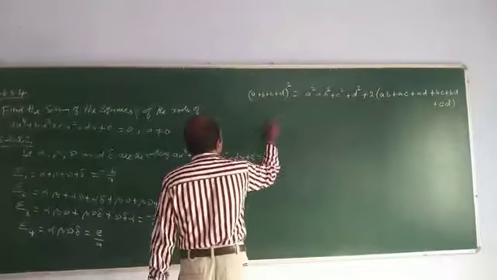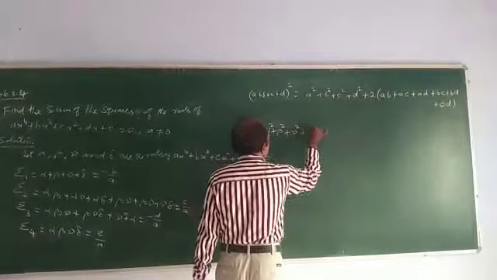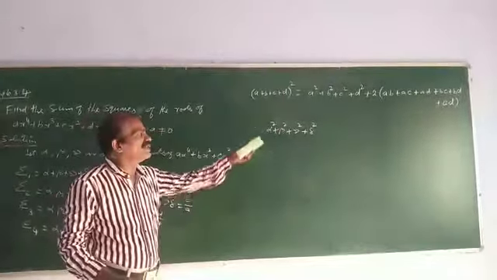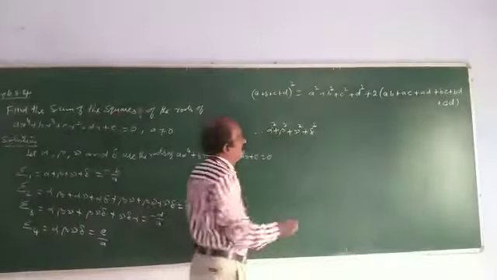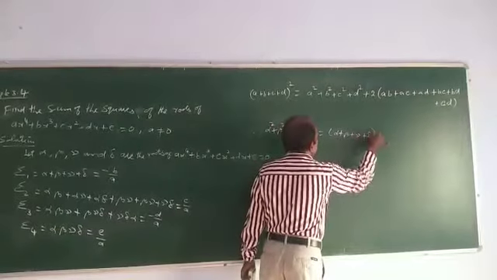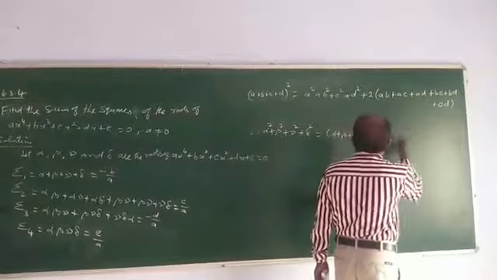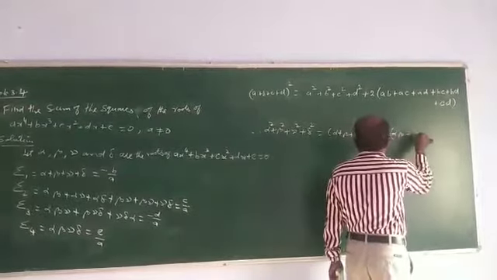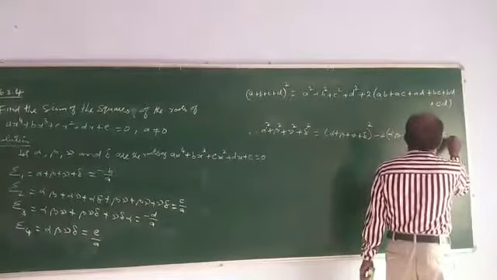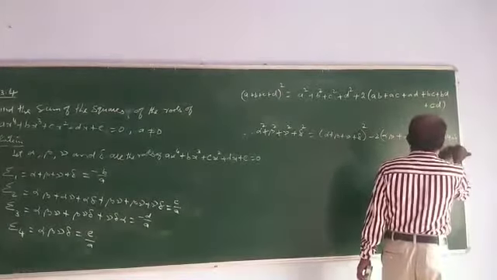Therefore, that formula: alpha squared plus beta squared plus gamma squared plus delta squared, where A equal to alpha, B equal to beta, C equal to gamma, D equal to delta. This equals (alpha plus beta plus gamma plus delta) whole squared minus 2 into (alpha beta plus alpha gamma plus alpha delta plus beta gamma plus beta delta plus gamma delta).